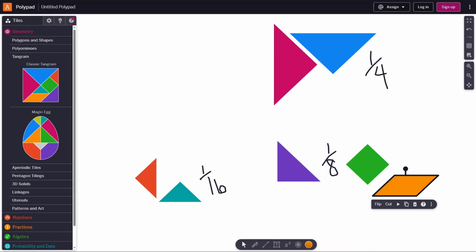For example, my small square and my parallelogram may look very different, but if each is made from two small triangles, then they cover the same amount of space. So they represent the same fraction of the whole.